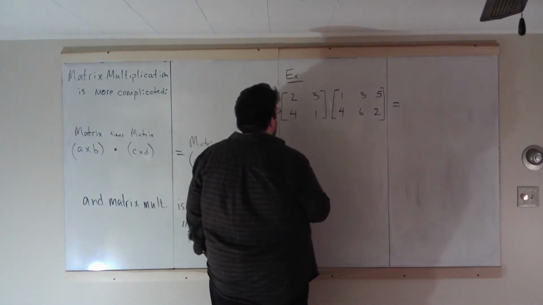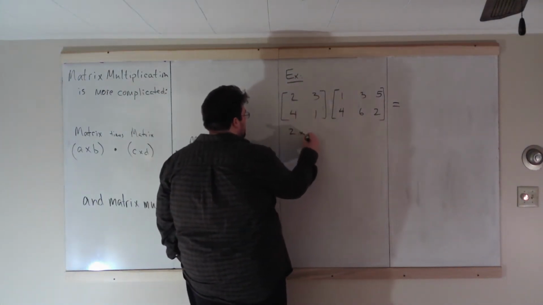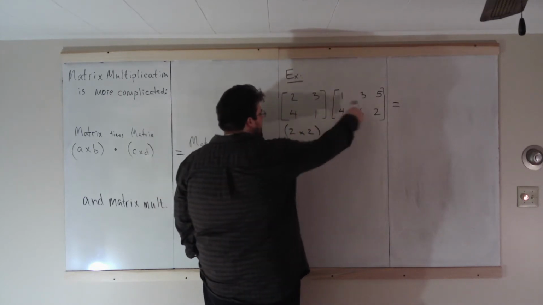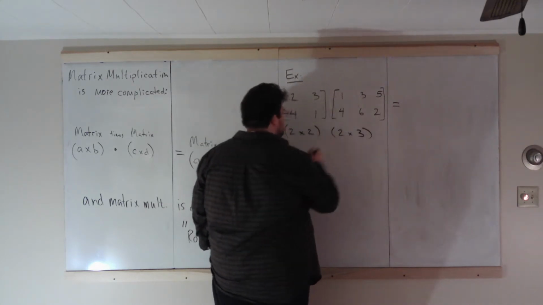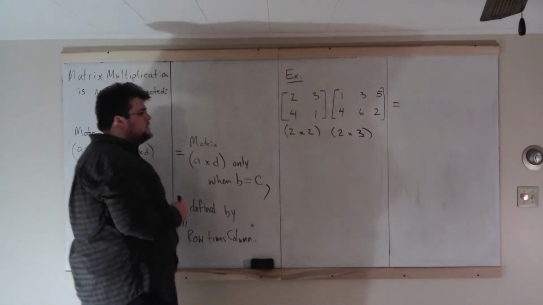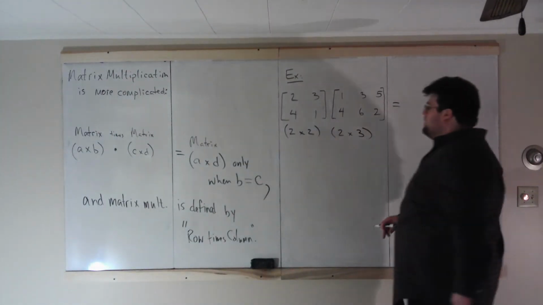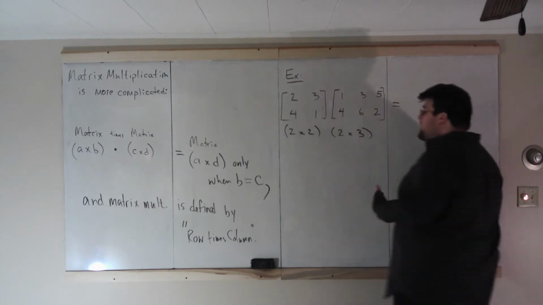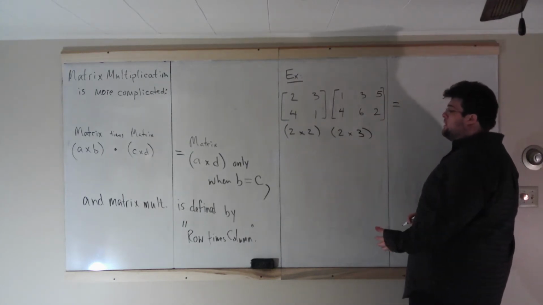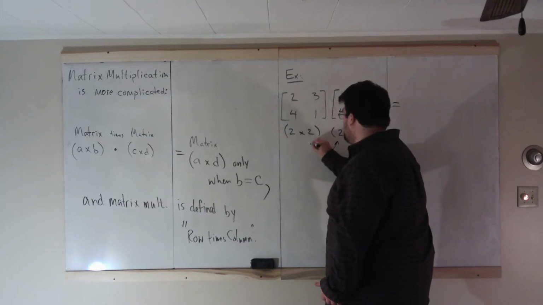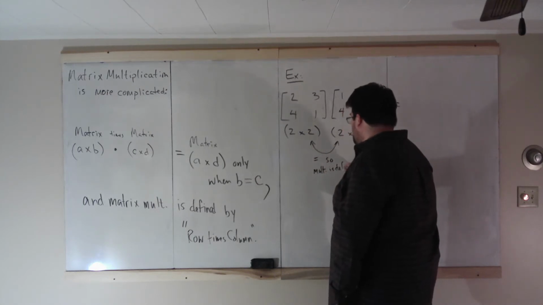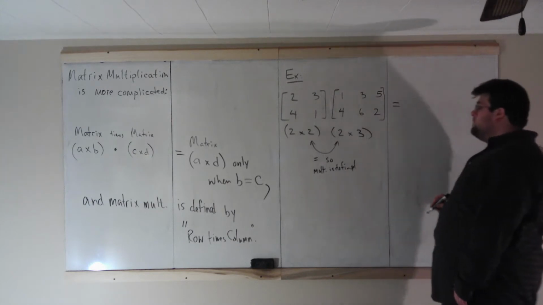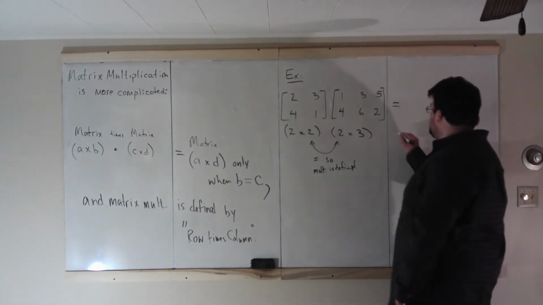So what do we have? 2 rows, 2 columns. What do we have here? 2 rows, 3 columns. These two middle numbers are equal. B equals C. So matrix multiplication here is defined. Maybe I'll point that out: equal, so multiplication is defined. I probably should have written the word equal.